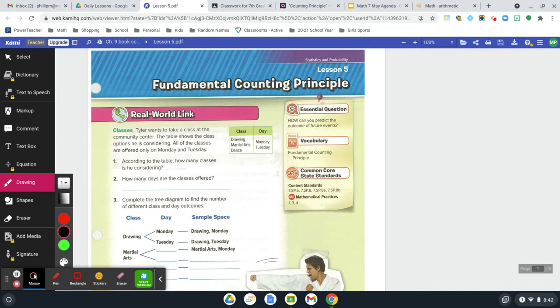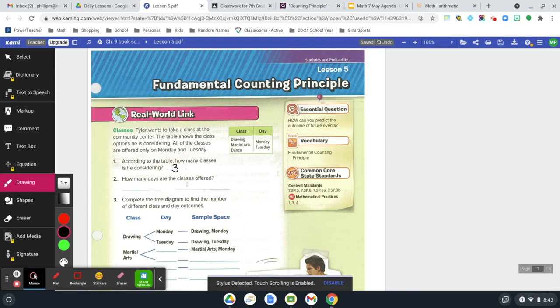So it talks about Tyler, who wants to take a class at the community center. The table shows the class options he is considering. All of the classes are offered only on Monday and Tuesday. So number 1, according to the table, how many classes is he considering? So there's drawing, martial arts, and dance. So he would be considering 3 classes.